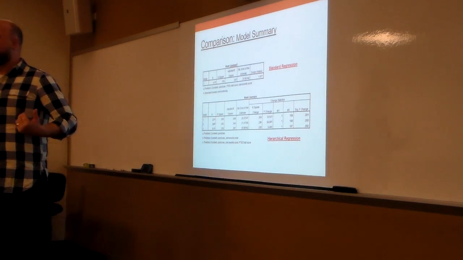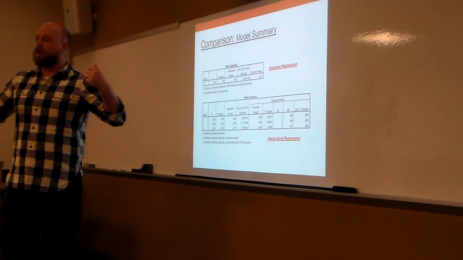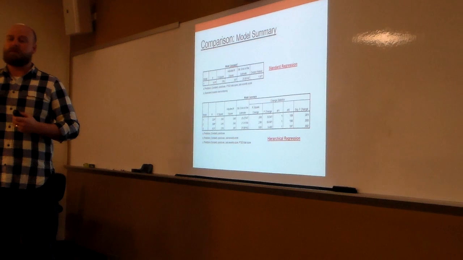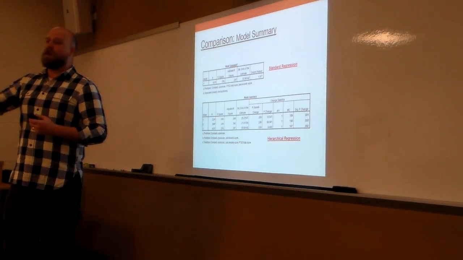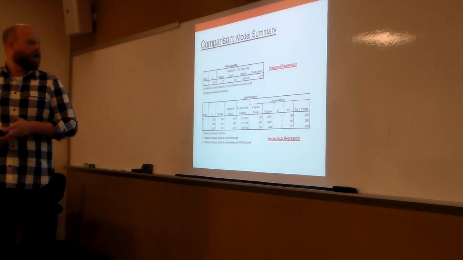Basically, it's the same thing, right? The only thing that we're getting with our hierarchical model is an R-squared change, so we can see the incremental increase in the total predicted variability of our outcome with the addition of this block of scores and this block of scores, right?